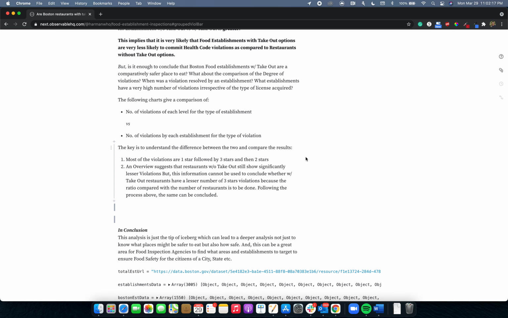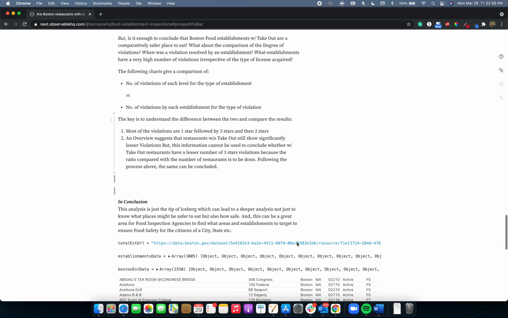So from the charts, which are not visible right now, we can see that most of the violations are 1 star, followed by 3 stars, and then 2 stars. The overview would suggest that the restaurants without takeout have a smaller bar, which means they show significantly lesser violations, but this information cannot be used to conclude that the restaurants without takeout have lesser number of three-star violations, let's say, because the ratio is not compared with the total number of restaurants that are there. So, following the process that we followed above, we can conclude that as well.